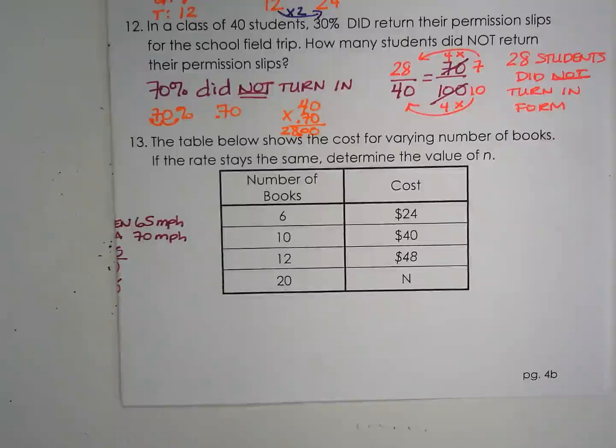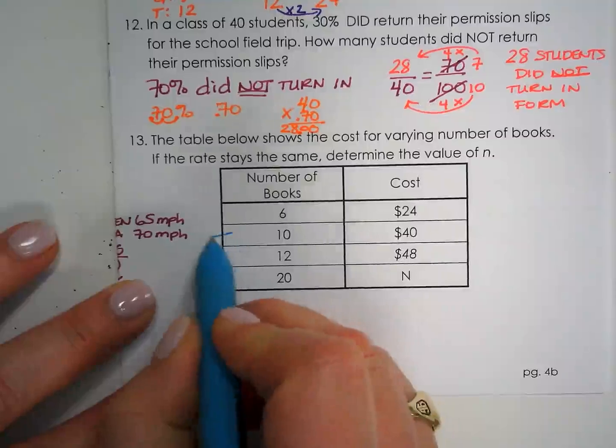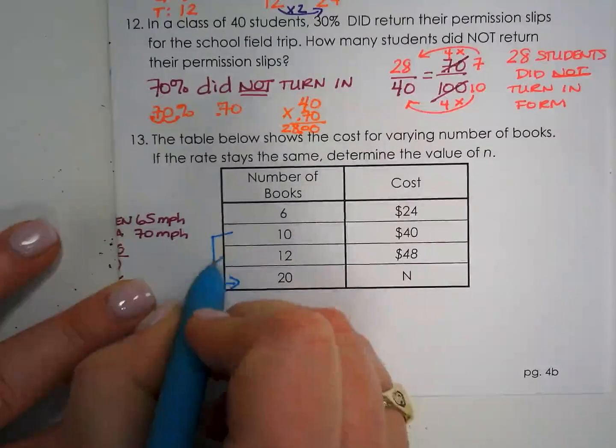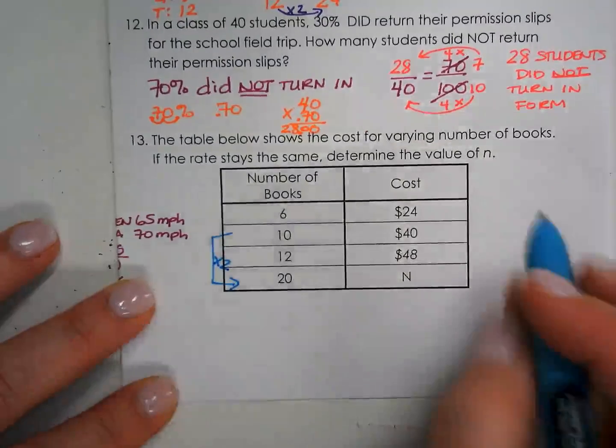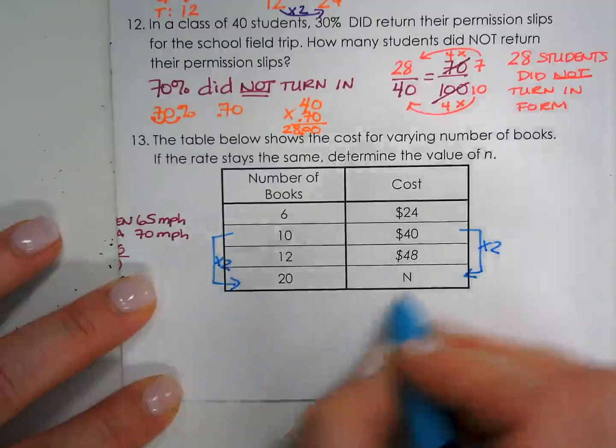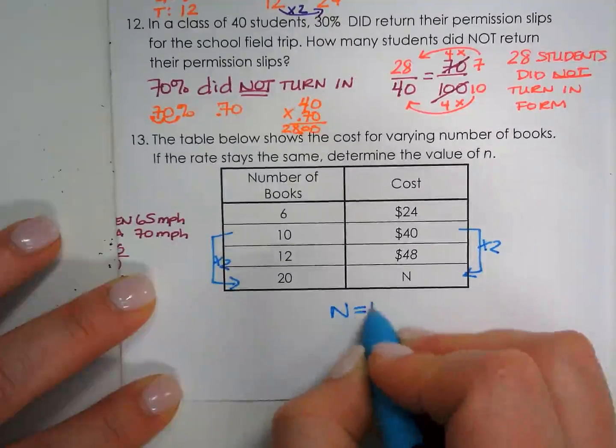Now, this is really a ratio table just turned on its side. And I see a really clear relationship here. How did I get from 10 to 20? I multiplied by 2. Well, if I'm buying twice as many books, it will cost me twice as much money. So n should equal $80.